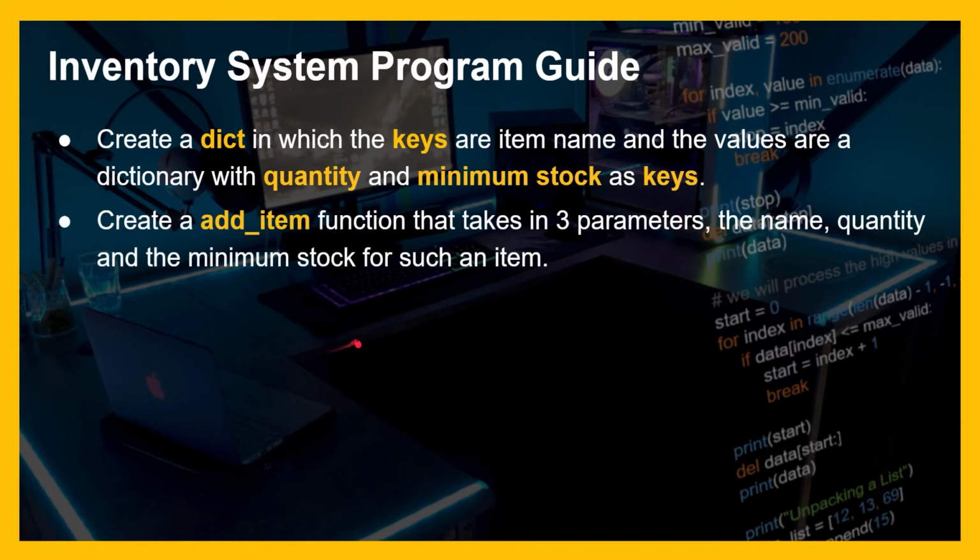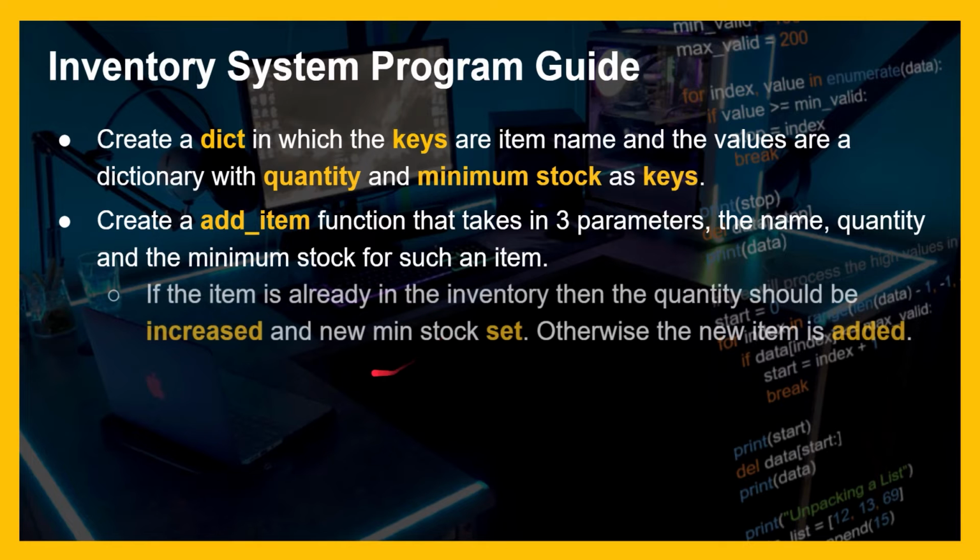Next, you'll need to create an add item function that takes in 3 parameters: the name, quantity, and the minimum stock for an item. Then you'll check if the item is already in the inventory, then the quantity should be increased and you'll need to set up a new minimum stock. Otherwise, the new item is added. So if the item is already in the inventory, you increase the quantity and you set a new minimum stock. Otherwise, a new item is simply added.